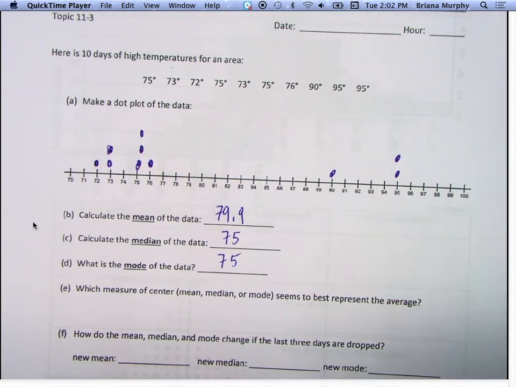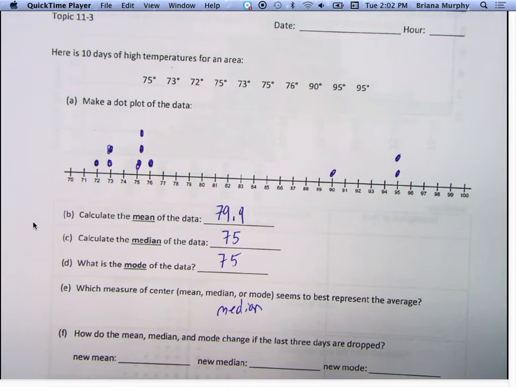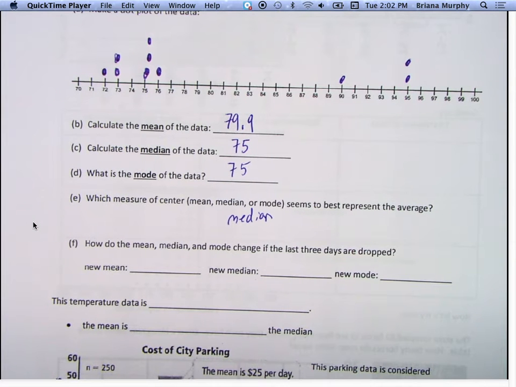Okay. Which measure of the center, mean, median, or mode, seems to best represent the average? Median. I would say median. How did you find your answers, Kayla? Because the middle is the main.